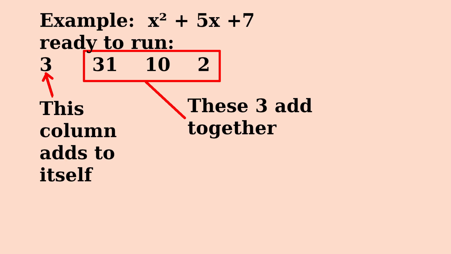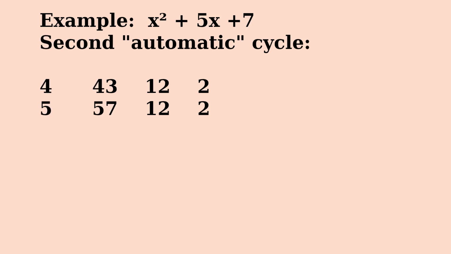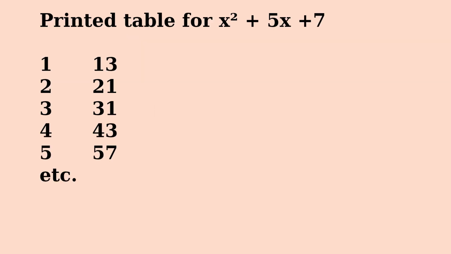To get the next y value, each column is added to its neighbor. Here is the first cycle. Here is the second cycle. The first and second columns are the part printed in the table.